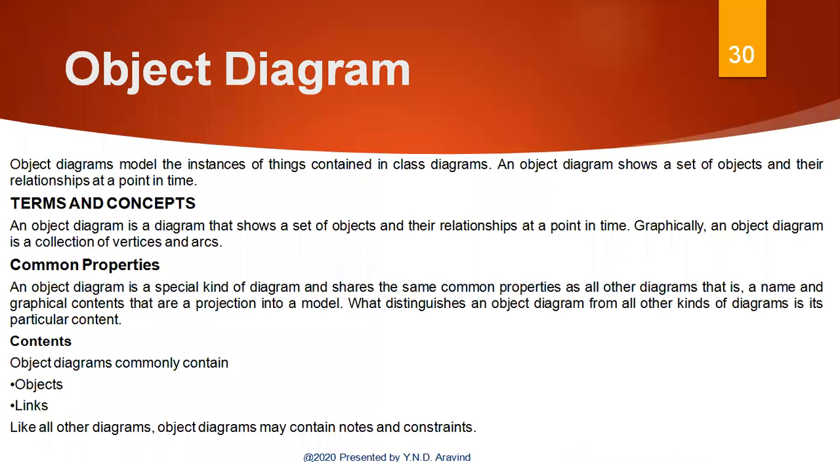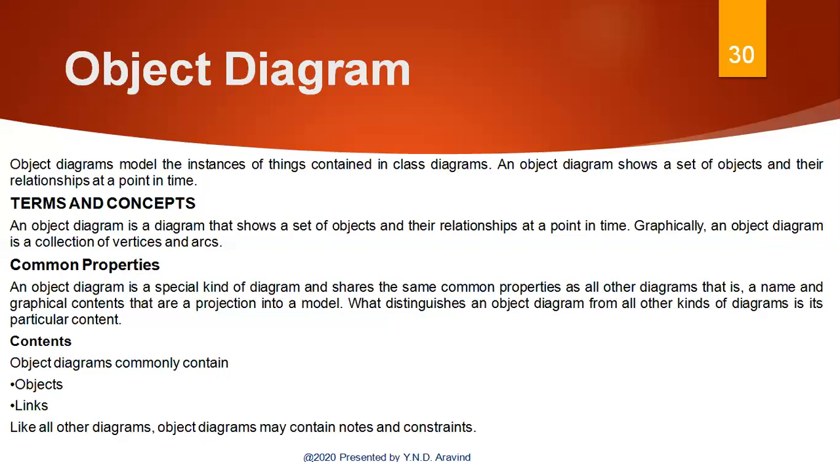Now coming to the object diagram, used to model the instances of things contained in a class diagram. Here an object diagram shows a set of objects and their relationships at a point in time. So we use object diagrams to model the static design view or static process view of the system. This involves modeling a snapshot of the system at a moment in time and rendering the set of objects, their state and their relationships.